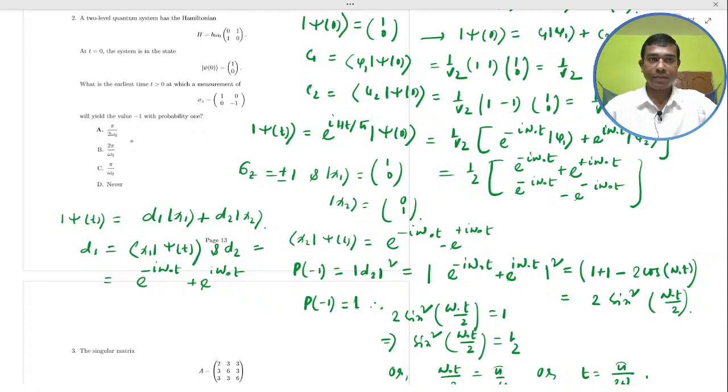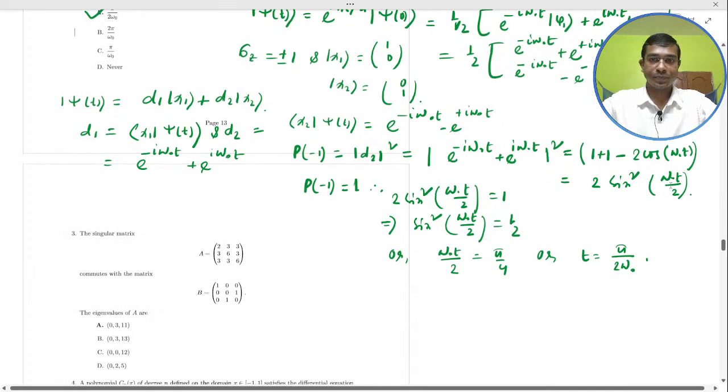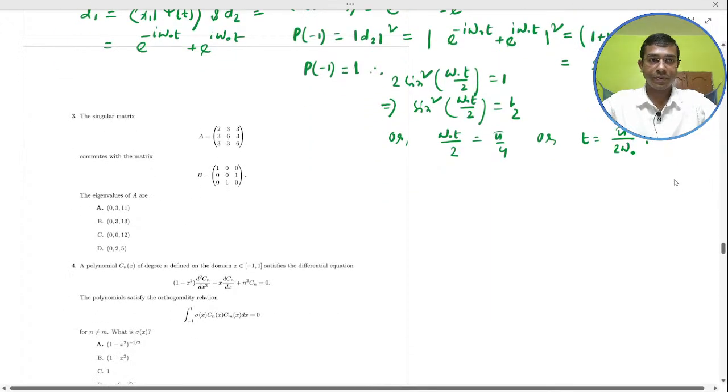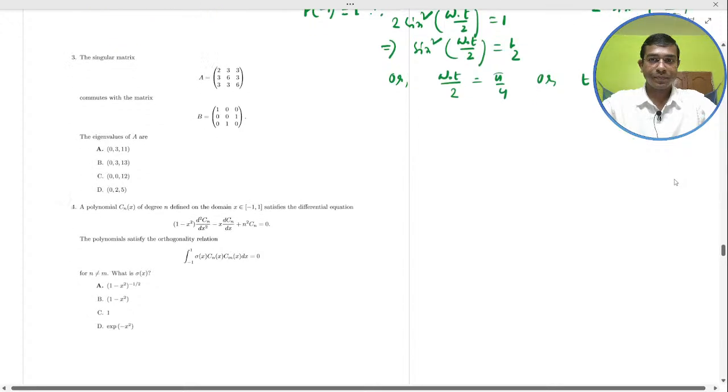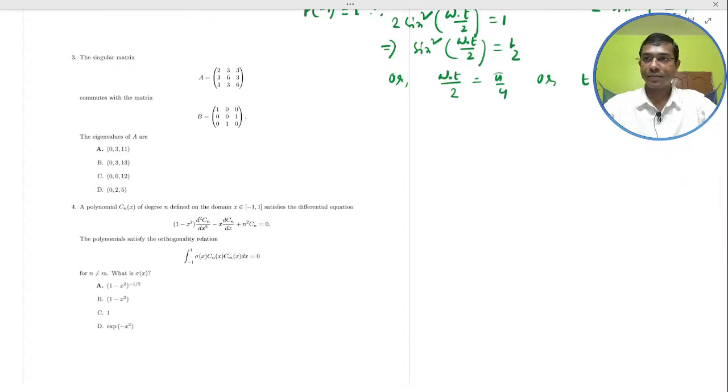The measurement will yield the value minus 1 with probability p of minus 1 at the time t equal to pi by twice omega naught. Option A would be the correct one. Next question. Question number 3.